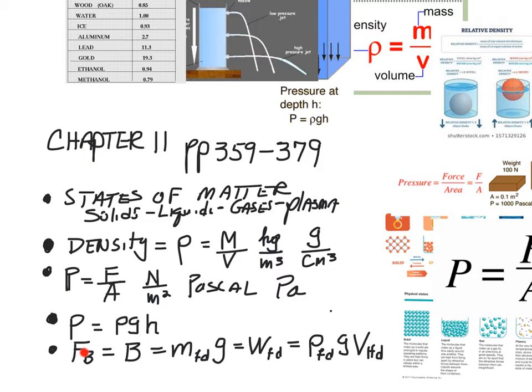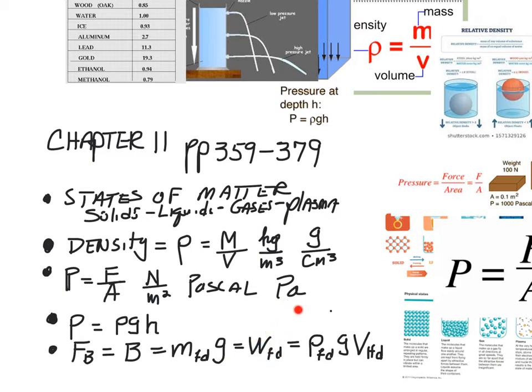And when you look on your equation sheet, you'll see all these equations. There are three forms of the buoyancy force, also known as Archimedes' principle. Okay, so when you hear Archimedes' principle, we're talking about this, and it's simply the weight of the fluid displaced.